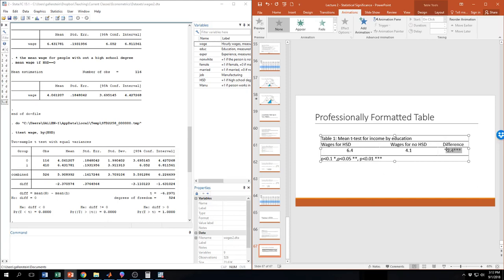If we go back, our p-value was smaller than 0.01, so I use 3 stars. That means this is highly significant. That means it's very unlikely, a very small chance of type 1 error. That means that we really do think that we are observing a true difference in the population.